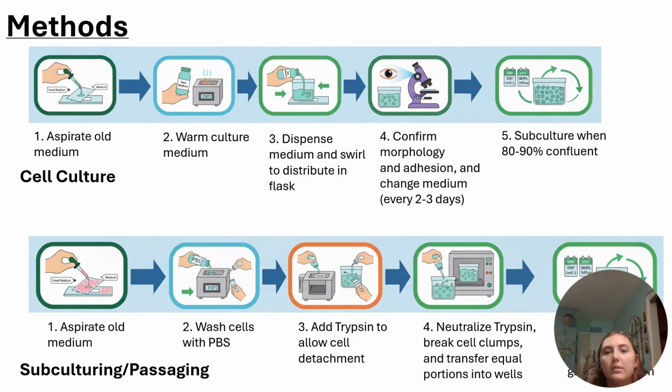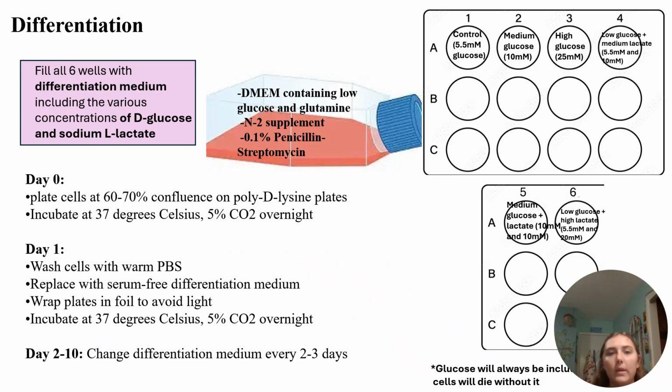Following thawing the cells, they were resuspended in a T25 flask containing fresh culture medium and incubated to allow growth and attachment. After 2 days of incubation, the cells were checked under an inverted microscope to confirm morphology and adhesion, and once adequately confluent, trypsin EDTA was added to allow for cell detachment. Following cell detachment, the trypsin was neutralized and equal portions of volume were transferred to each well containing a poly-D-lysine-coated cover slip. Cells were then incubated for 24 hours with complete medium to prevent excessive stress.